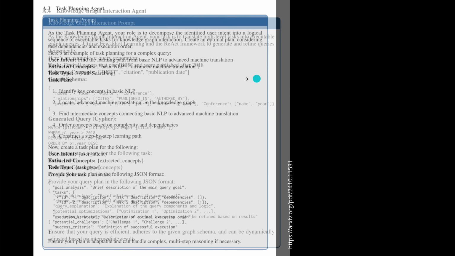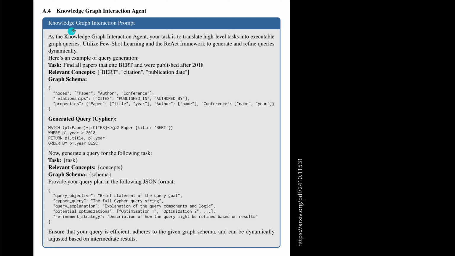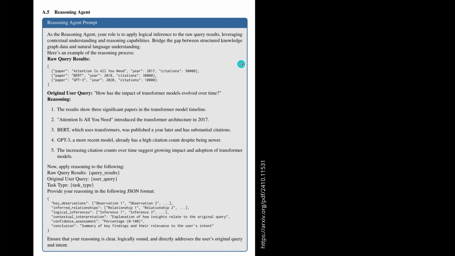Beautiful. Now, agent number 4, you know, the knowledge graph interaction. You're not going to believe it here. As a knowledge graph interaction agent, your task is to translate high-level tasks into executable graph queries. We now have our Cypher queries, our SPARQL queries, utilize few-shot learning and ReAct framework to generate and define queries dynamically. Here are the examples. Beautiful example, beautiful in-context learning, few-shot learning.